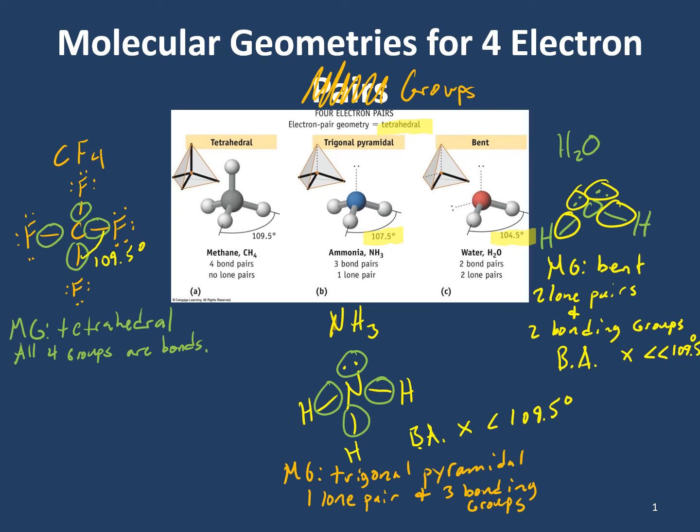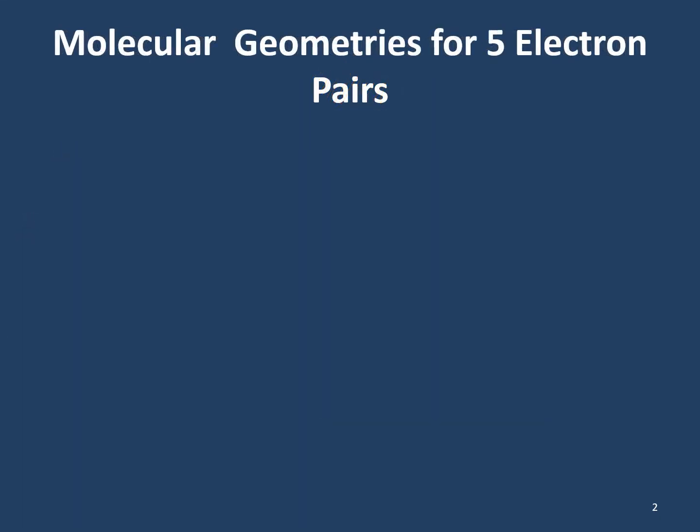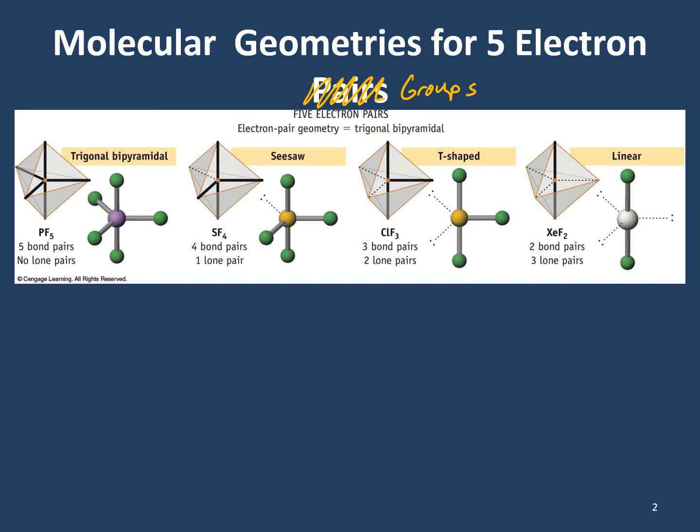Let's talk about where we have 5 groups, which is going to be our first expanded octet geometries, 1 of 2. So when we have 5 groups around the central atom, this gives us an electron group geometry of trigonal bipyramidal, not to be mixed up with trigonal pyramidal.